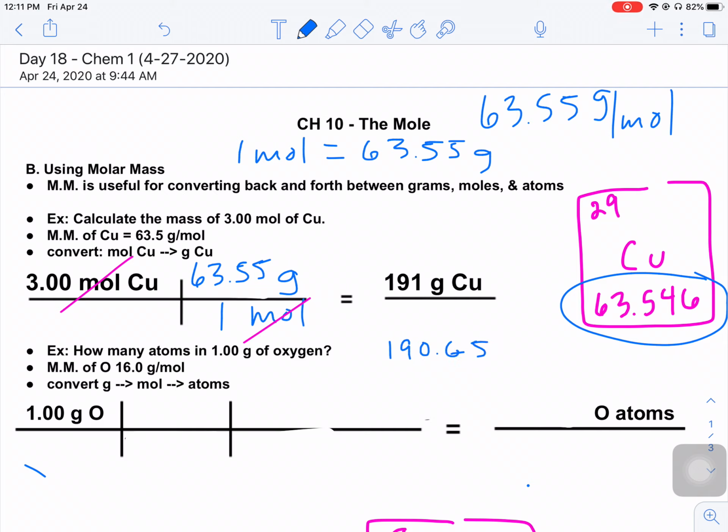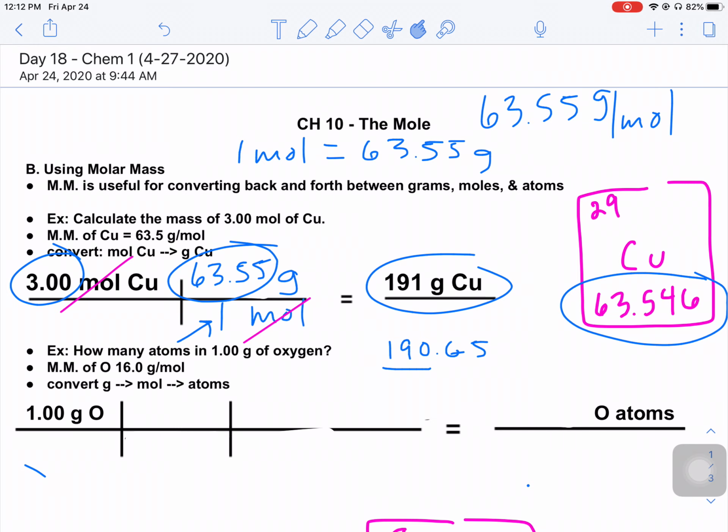My calculator says 190.65. And let's talk about sig figs real quick. We have 3 sig figs there. I've actually used 4 sig figs there, and don't let the 1 on the bottom limit your sig figs. So we have 3 sig figs times 4 sig figs. We can keep 3 sig figs. So the 0 is followed by a 6, which means we round it up to a 1. And 191 grams of copper is equivalent to 3 moles.